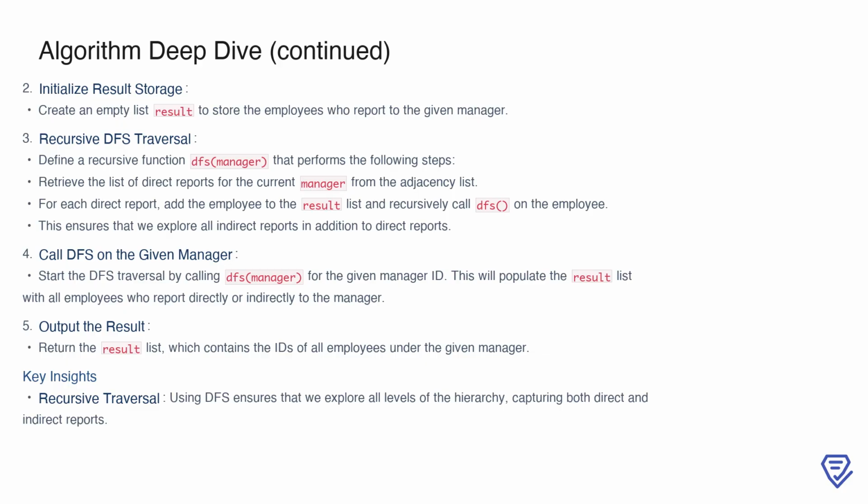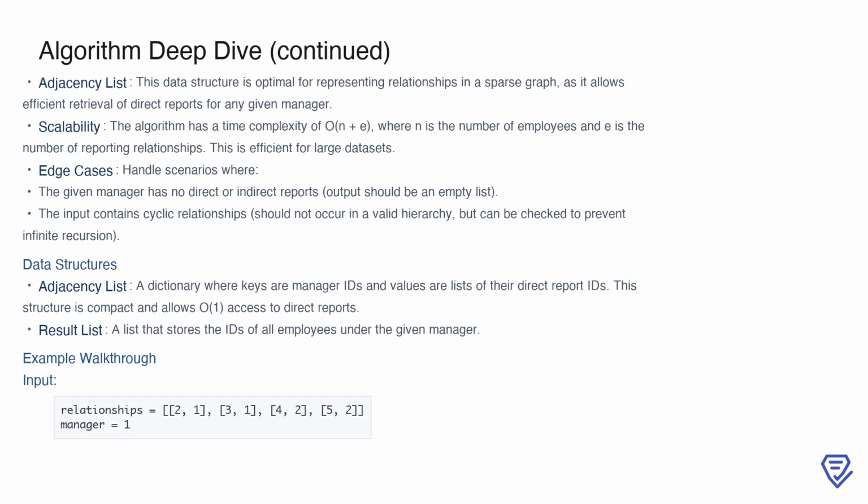This approach ensures that all levels of the reporting structure are explored systematically. The adjacency list is central to the algorithm, as it provides an efficient way to represent the relationships in a sparse graph. This structure is compact and allows for quick retrieval of direct reports for any manager. In terms of performance, the algorithm is scalable, with a time complexity of O(n plus E), where n is the number of employees and E is the number of reporting relationships. This makes it suitable for large datasets.